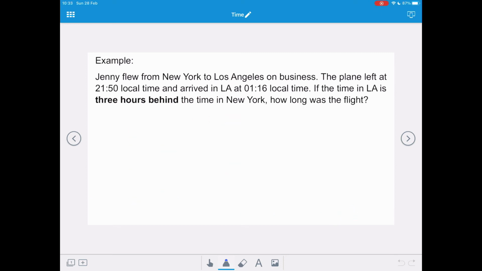Our final example, Jenny flew from New York to Los Angeles on business. The plane left at 21:50 local time and arrived in LA at 01:16 local time. If the time in LA is 3 hours behind the time in New York, how long was the flight? So for this example, we have a departure time in New York time, and we've got an arrival time in LA time. And so we have to have it in the same time before we can work out the time difference or the time interval.